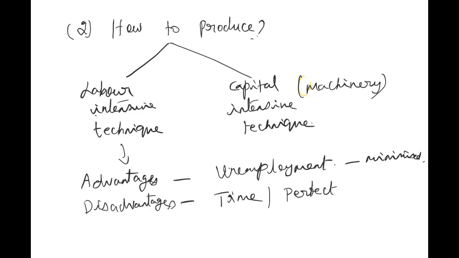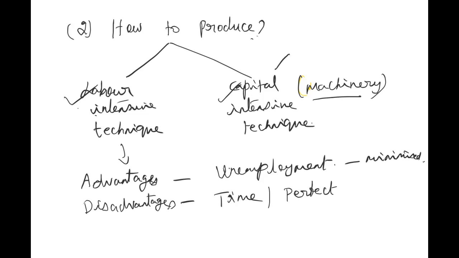So basically, how does the country choose? In any country, if the labor supply is abundant, the country has to choose the labor intensive technique. But if the country has a shortage of labor but an abundant supply of machinery, then those countries will choose the capital intensive technique.